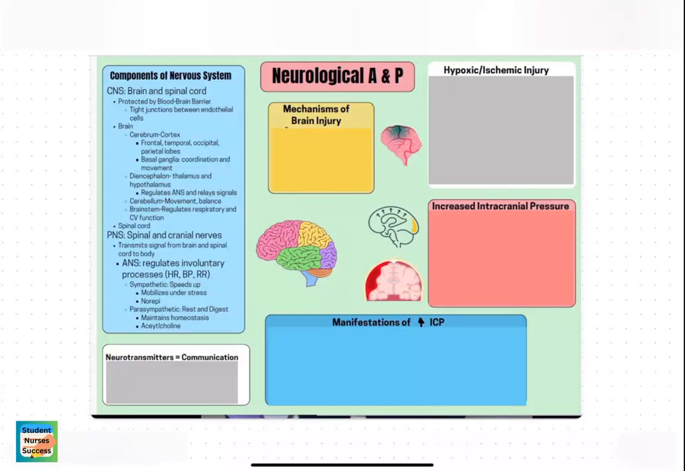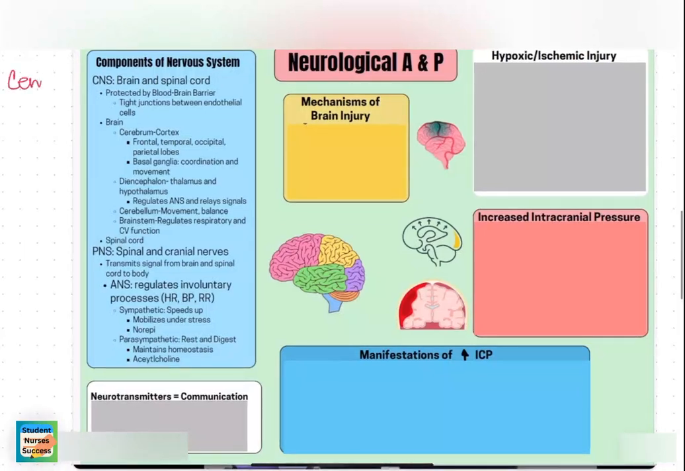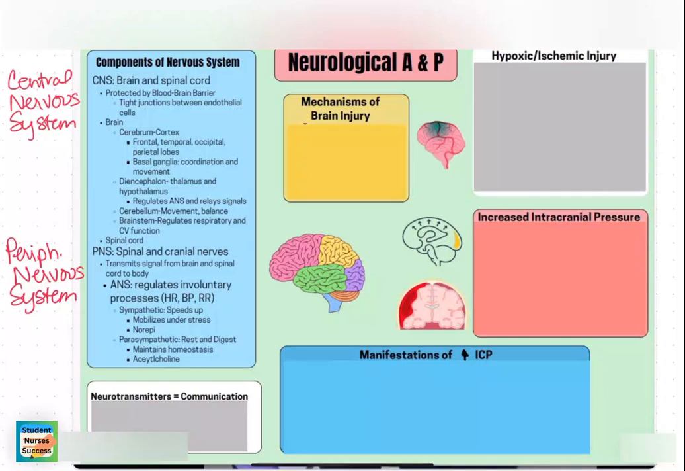I think it's wise to first review the components of the nervous system. The nervous system is really divided into two main branches, the central nervous system, or the CNS, and the PNS, or the peripheral nervous system. The main difference between these is really the components and their function as far as sending messages.